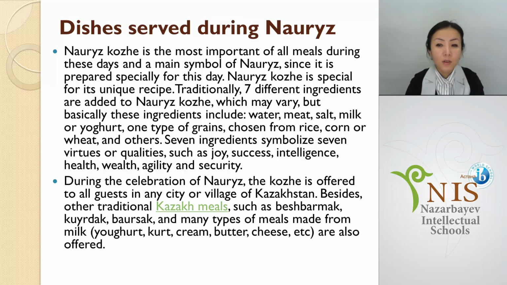Traditionally, 7 different ingredients are added to Nauruz Koje, which may vary, but basically these ingredients include water, meat, salt, milk or yogurt, one type of grain chosen from rice, corn or wheat, and others. The 7 ingredients symbolize 7 virtues or qualities such as joy, success, intelligence, wealth, health, agility, and security.